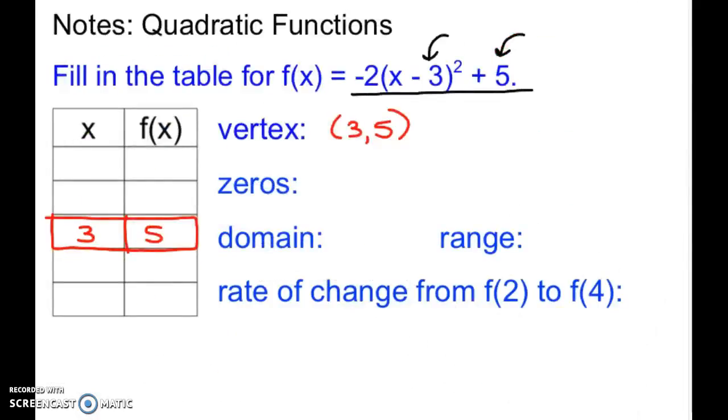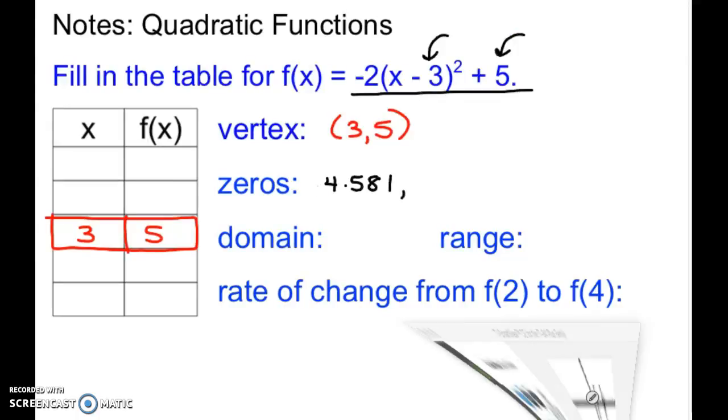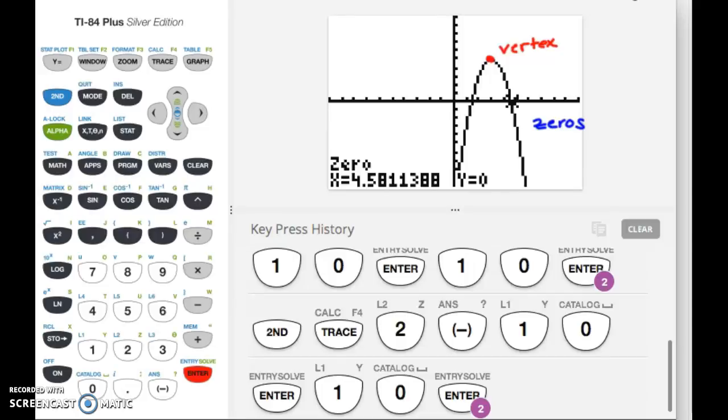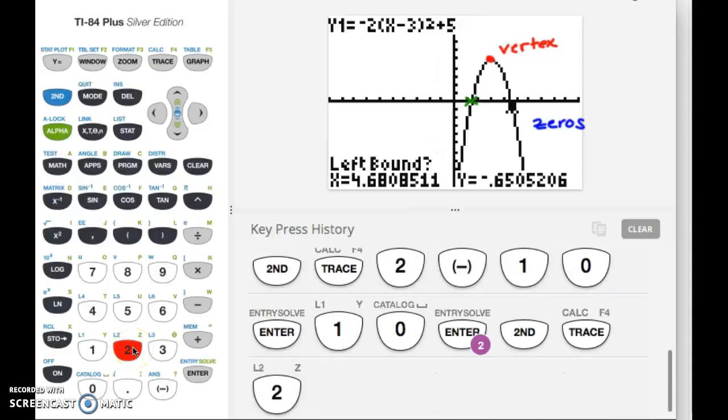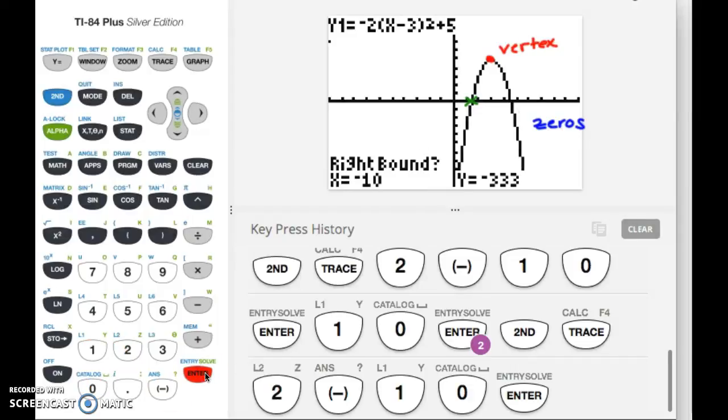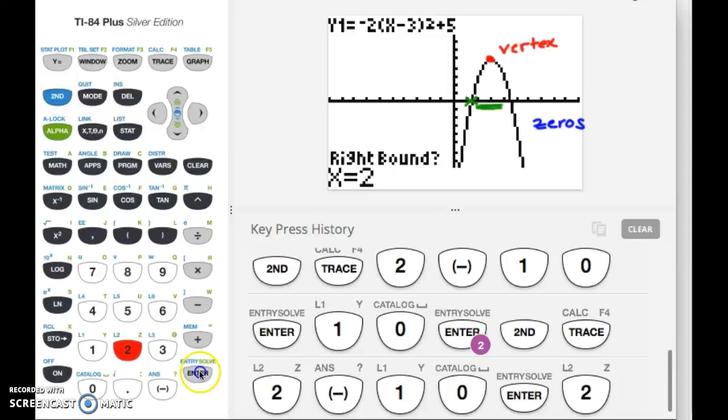So let's write that down. 4.581. Okay, and I still need to find this one on the left. So again, let me go into second trace zero. In order to find this one, I need a number on the left, so I can use -10 again. But you do need one on the right that doesn't go too far. So you need one that's in this area somewhere on the right of the zero. I could use 1, 2, or 3. I'll just use 2 to be safe. So 2 is an x value on the right of that zero.